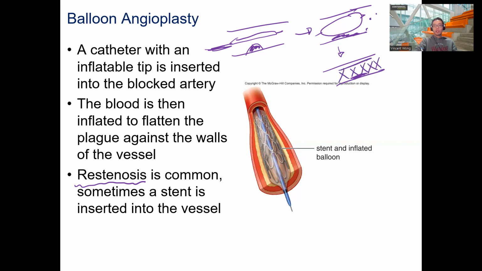Okay, they put a little metal stent that props the vessel open, so it's not possible for it to reclose again. But you have to make sure the stent is made of a material that is not going to trigger your immune system, because otherwise that's just going to cause more clotting to occur, right? Okay, so that is that.